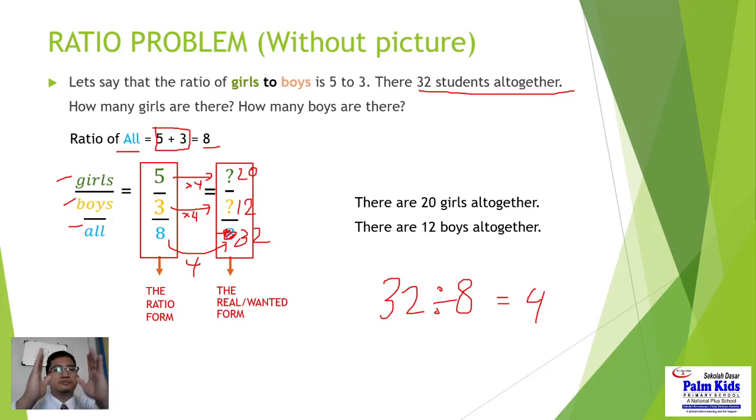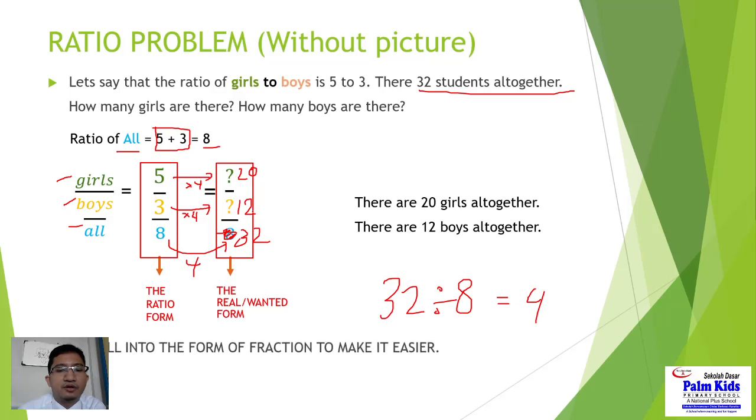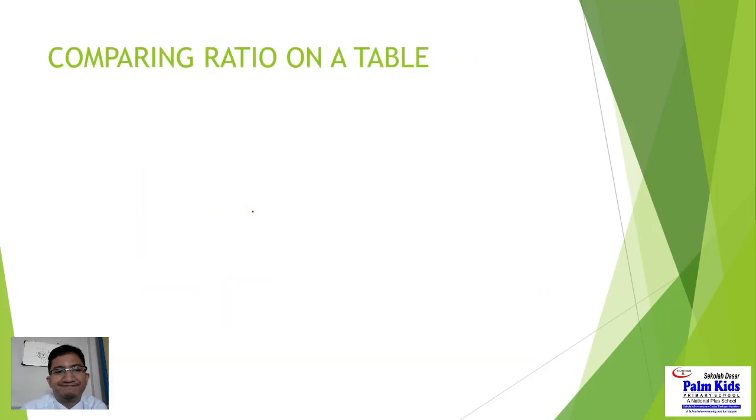So all you need to do is make it in the form of fraction. Then you write the ratio form, and then you find the wanted or the real form that you want to search. So make it all into a form of fraction so you can count easier.